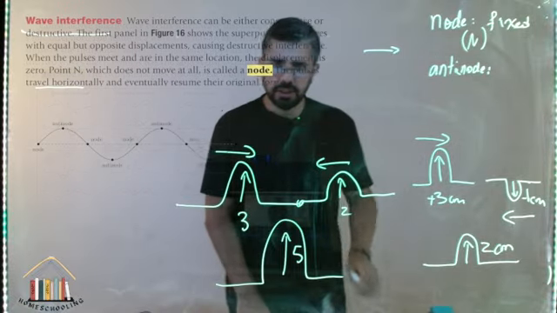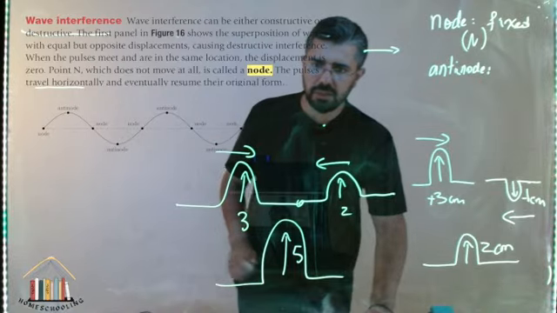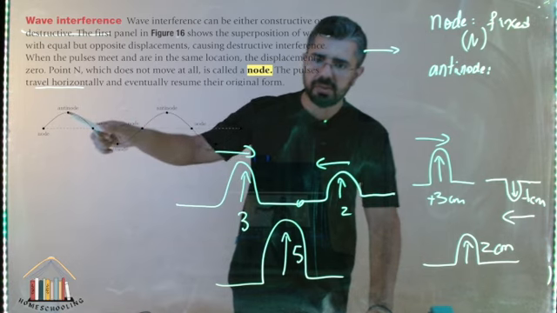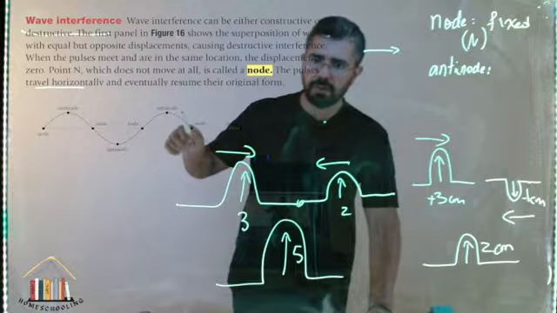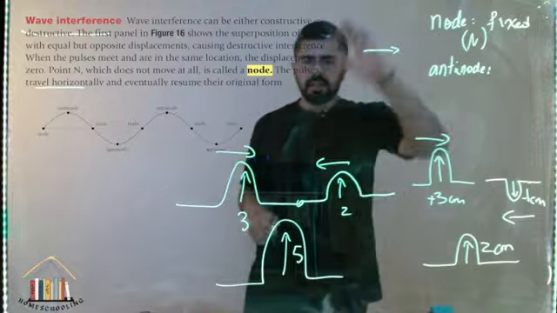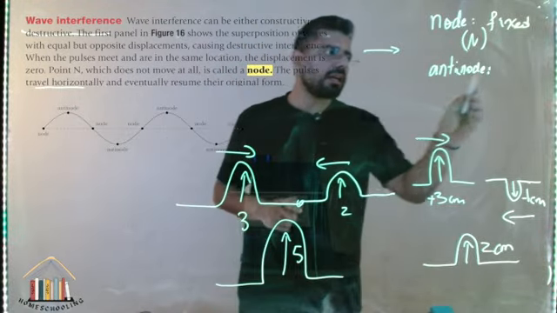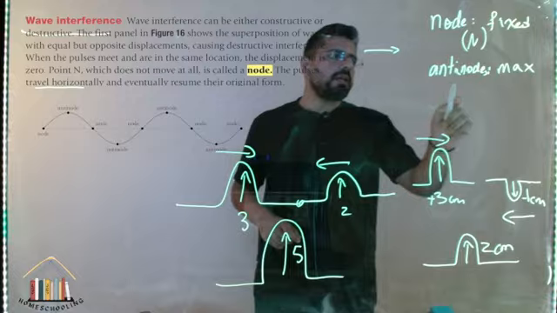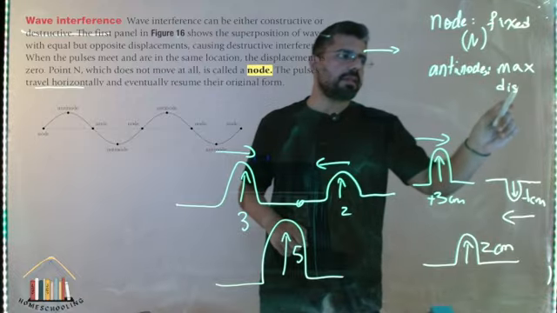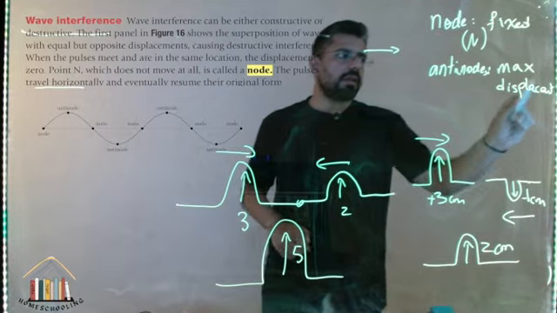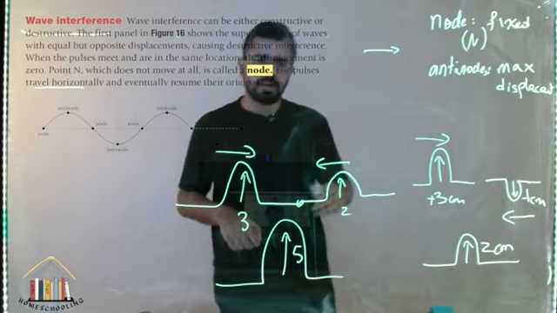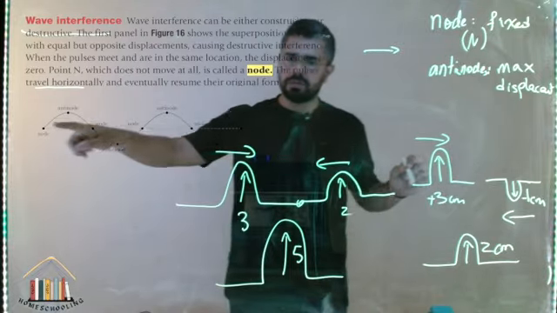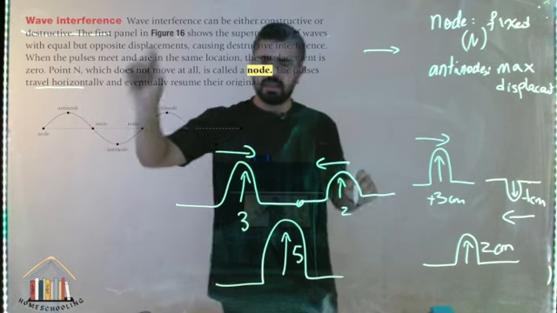So let's go back to this picture here. So here are the nodes. They are on the line. Antinodes are at the maximum position. They are always at the maximum or at the minimum. They move the maximum displacement from the middle. However, the nodes are always fixed on the line, they don't move. The antinodes always move up and down.